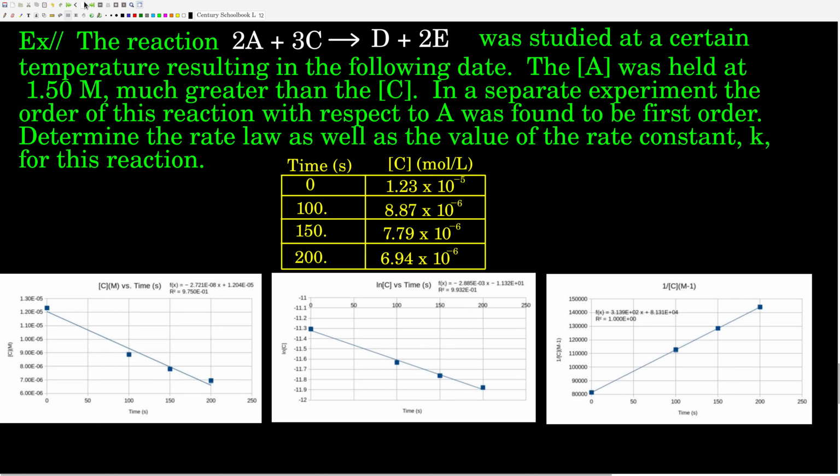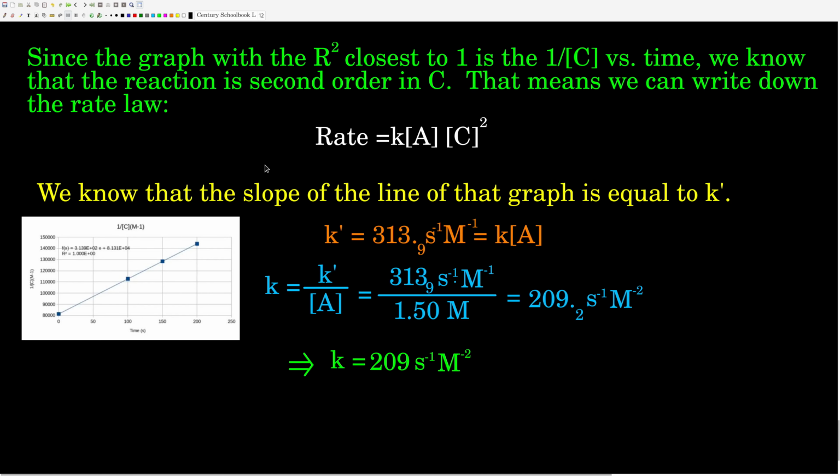Welcome back, guys. All right, so when we look at these, we see that the graph, this is concentration versus time, natural log of the concentration versus time, and 1 over the concentration versus time. The graph that has the R squared closest to 1 is the 1 over the concentration versus time. So that tells us that the order of this reaction with respect to C is second order. 1 over the concentration versus time is the most linear. All right, so knowing that, we know the rate law. Rate equals k, concentration of A, remember that other experiment we already did, we found that it was first order with respect to A, times the concentration of C squared.